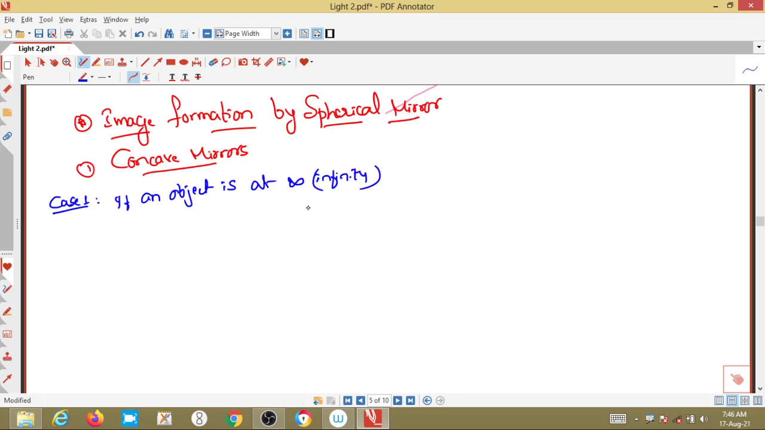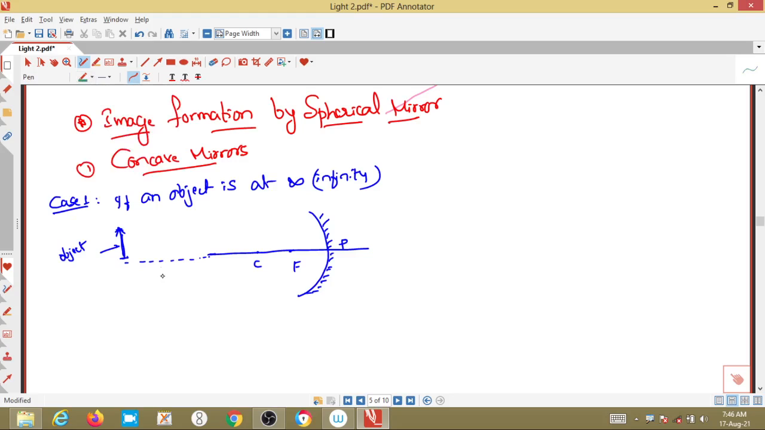Try to draw a ray diagram for this. This is the concave mirror. This is the polished surface, and the principal axis passes through the pole. Here are the center of curvature and the focal point, or principal focus. If somewhere the object is placed at a distance of infinity, how will the image be formed? Clear? Now imagine this is the object which I have placed here.